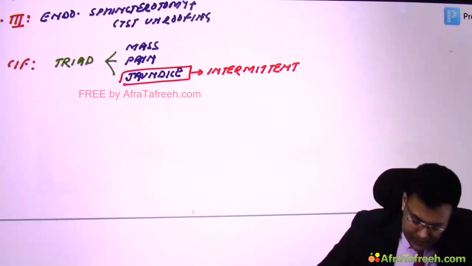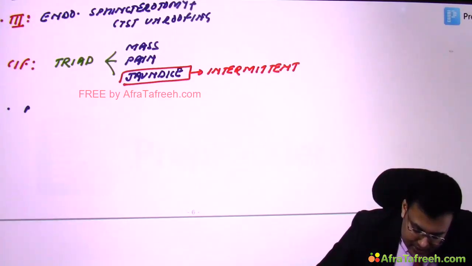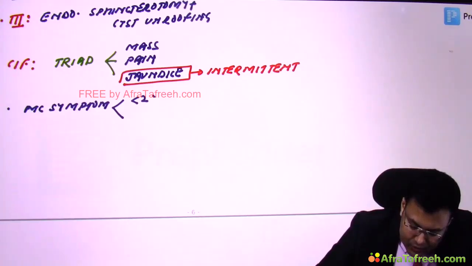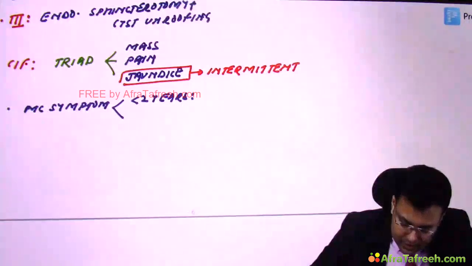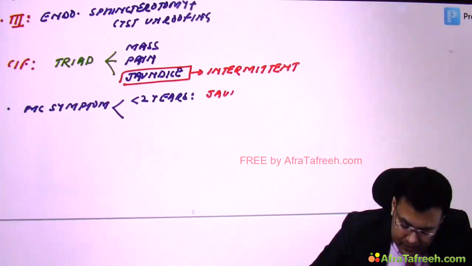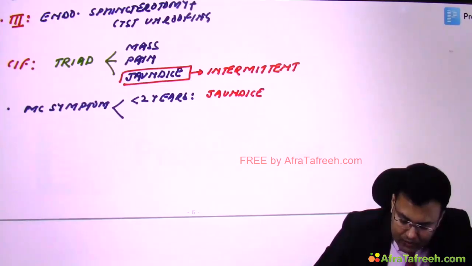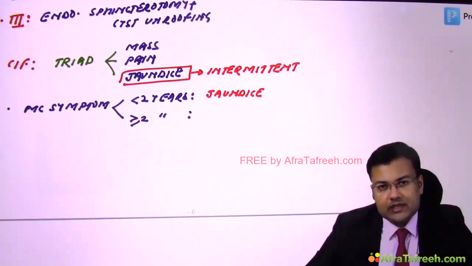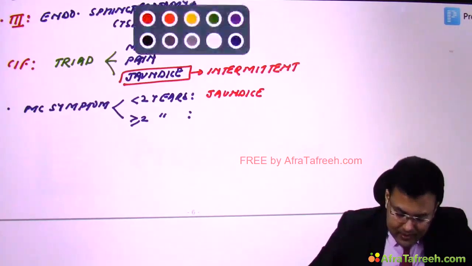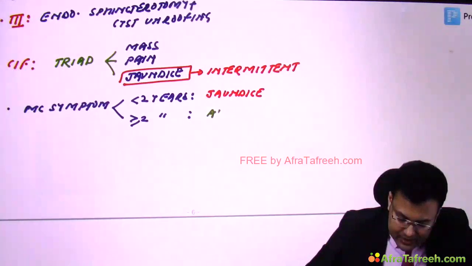Now what is the most common symptom overall? The most common symptom depends on the age. The most common symptom in patients less than 2 years of age is jaundice. And if the age of the patient is more than or equal to 2 years, here the most common symptom is abdominal pain. Clear?